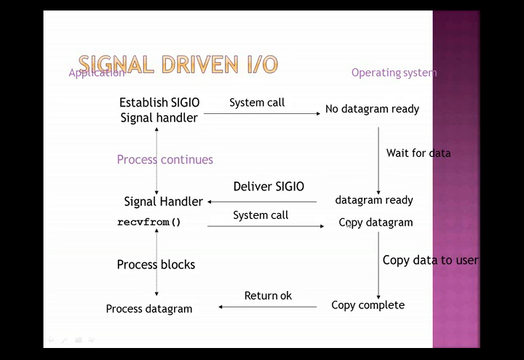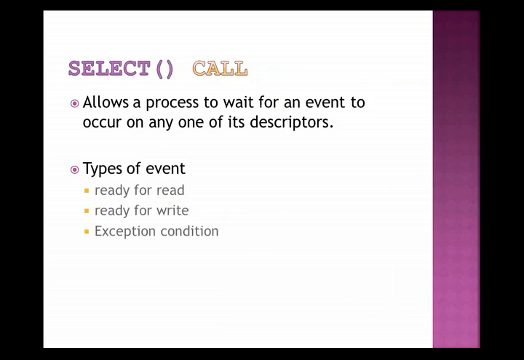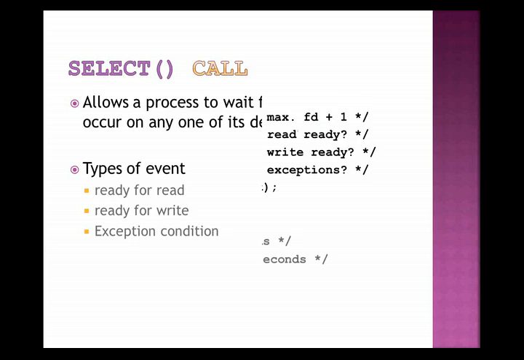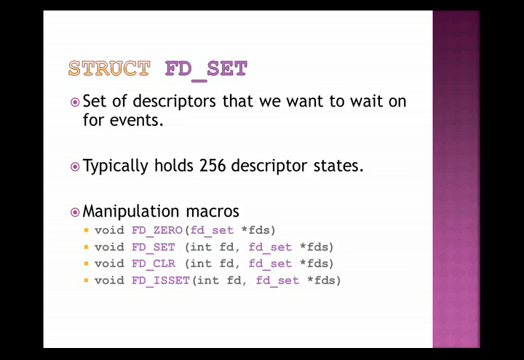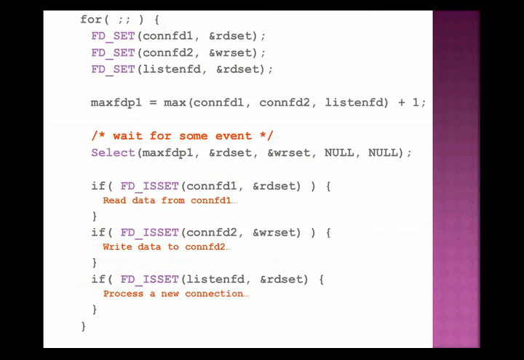Then signal driven input output, that is, what is signal driven input output, asynchronous input output. Then the select function, how the select function will be used, that it allows a process to wait for an event that occurs on any of the file descriptors. What are the events that occur? That is either read, write or exception condition. Then we also discuss the struct fd_set, that is the file descriptor set. What is a macro? How a concurrent server can be accessed.